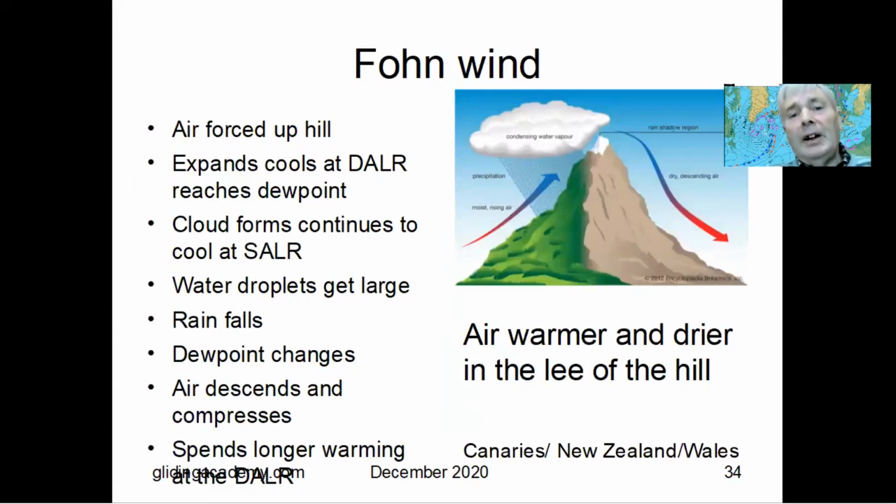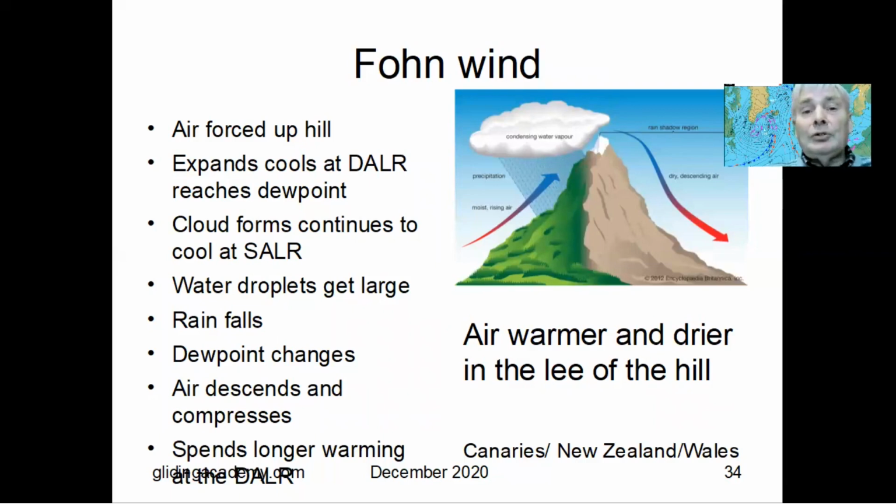Another form of condition here, a Fern Wind, which is a good old exam favourite, and the same basic ideas. The air is forced up the hill. As it goes up the hill, it expands and cools at the dry adiabatic lapse rate. So it cools at 3 degrees C per 1,000 feet. At some point, it may reach its dew point, and if that happens, cloud forms, and that's basically an orographic cloud.